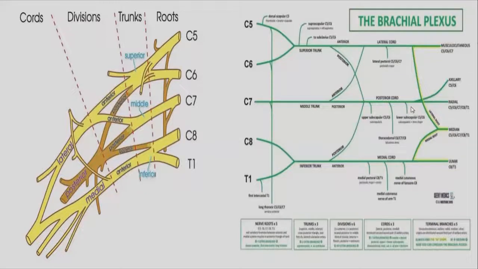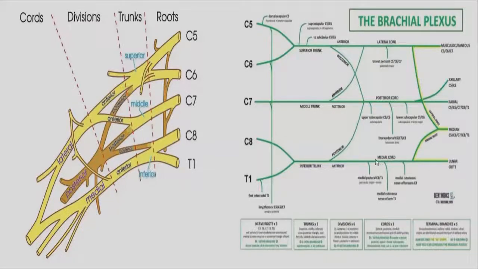So three branches from the posterior cord. The upper subscapular nerve is basically made up of C5, C6. The thoracodorsal nerve is made up of C6, C7, C8. And lastly, the lower subscapular nerve is made up of C5, C6.